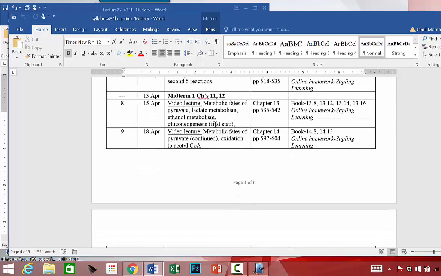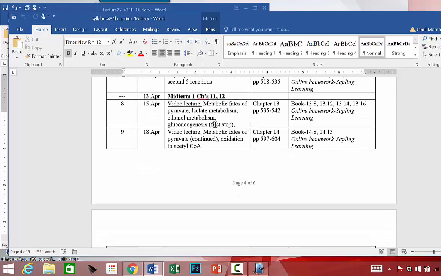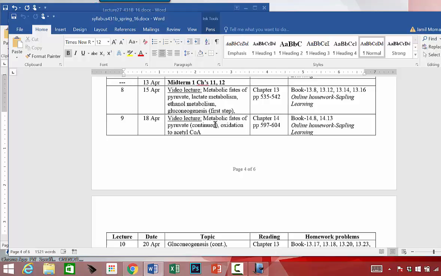Then we had a midterm, which seems like eons ago. That was the first midterm. I had to go away for a bit, so I gave you a video lecture on the metabolic fates of pyruvate, which we can list right here. Those are acetyl-CoA, ethanol, and lactate. Those are the 3 that I can think of.